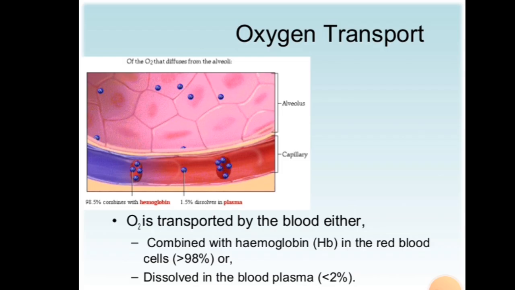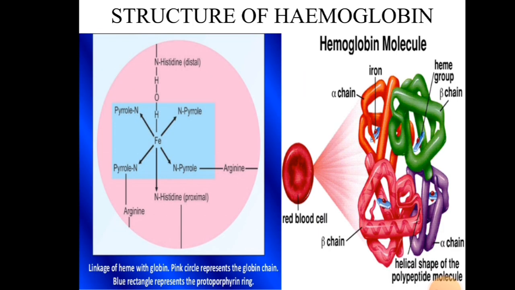So it is transported by blood either in combination with hemoglobin in the RBC, that is more than 98%, or in the blood plasma, that is less than 2%. It is shown here. Then this is the structure of the hemoglobin molecule. So, linkage of heme with globin. This pink circle is representing the globin chain, and the blue rectangle is representing the protoporphyrin ring. And this is the hemoglobin molecule, in which we can see this is the cell, and in this RBC cell there is the presence of hemoglobin molecule.